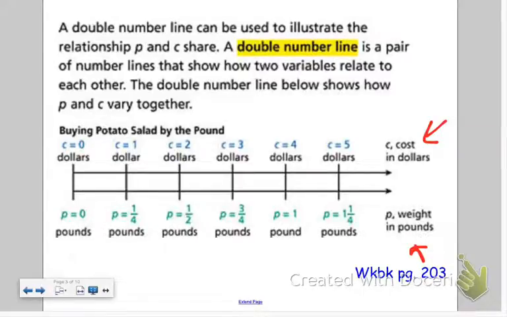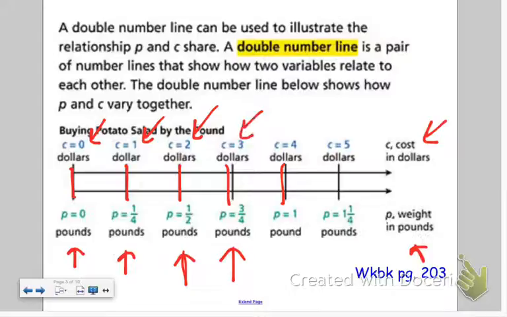And you can see that the dashes here show the relationship between the two. So if you have 0 pounds of potato salad, obviously you're going to be spending $0. It's not going to cost you anything. But now let's say you buy a 1/4 pound of potato salad. Well, now that's going to cost you $1. If you buy 1/2 pound, now you're up to $2. If you buy 3/4 of a pound, now you're up to $3. So you can see how one affects the other, and it's illustrated on this double number line.